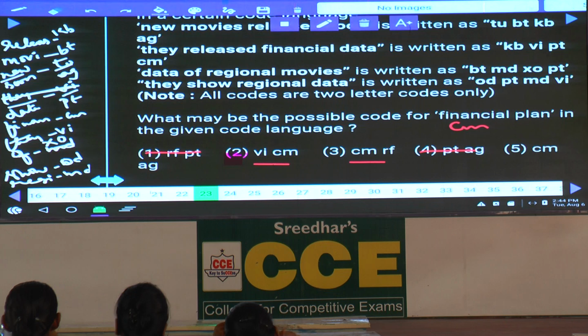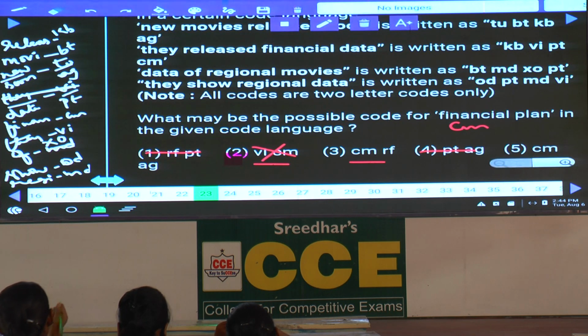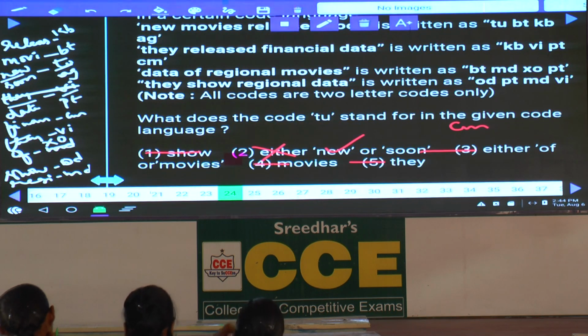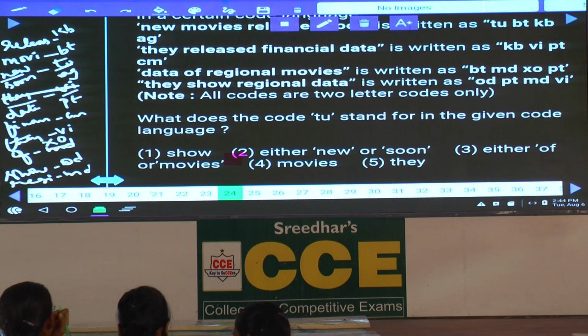And CMRF, and RF, and VICM. Now CM is already there, VI cannot be the code because it is the code for they. And the next one is what? CM and RF, choice 3. Because RF is not given in the given codes, hence it can be the code for the word financial plan, 23. Then 24, what does the code TU stand for? Now this TU stands for either new or soon, that is choice 2.